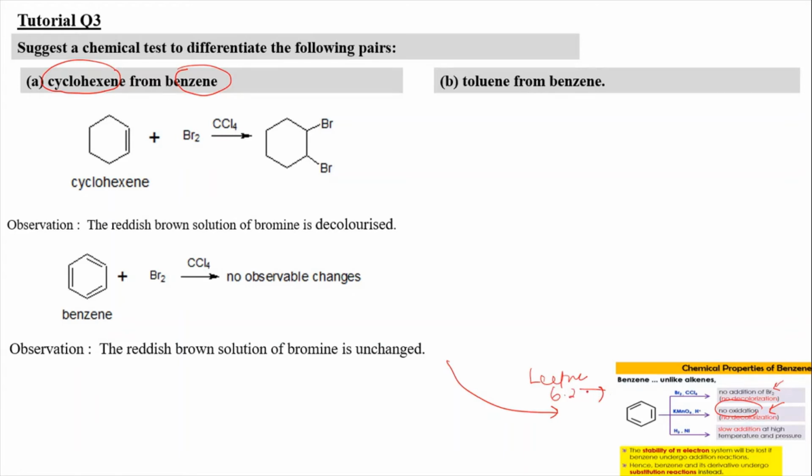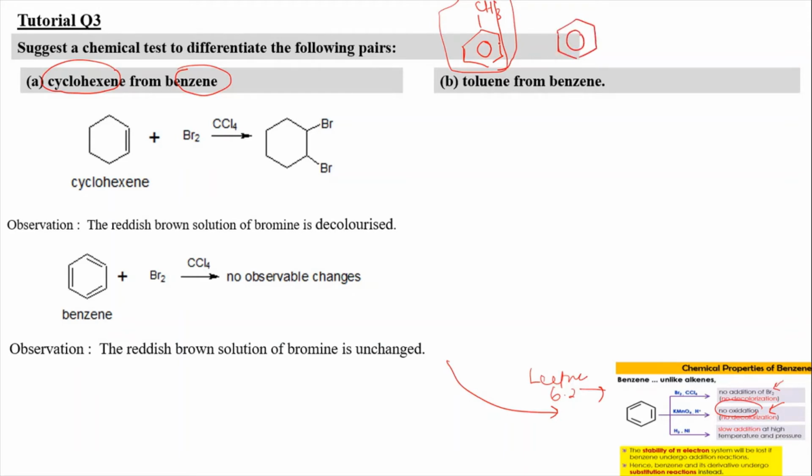Okay, now we go to question 3b. So for question 3b, you need to compare between toluene and benzene. So first thing first, you need to be able to draw the structure. So for toluene, okay, toluene is a benzene ring attached with a CH3. So this structure here is known as toluene. However, for benzene, it only has the ring here.